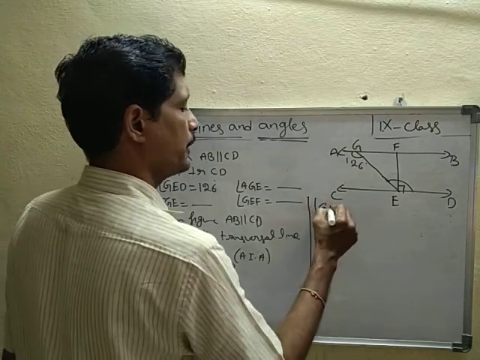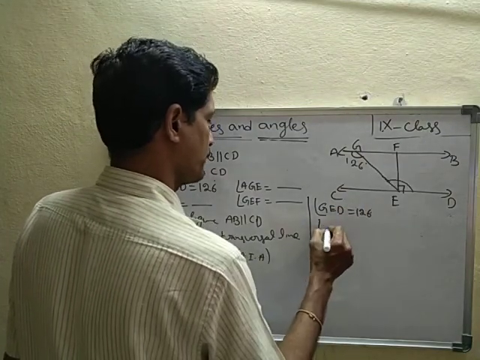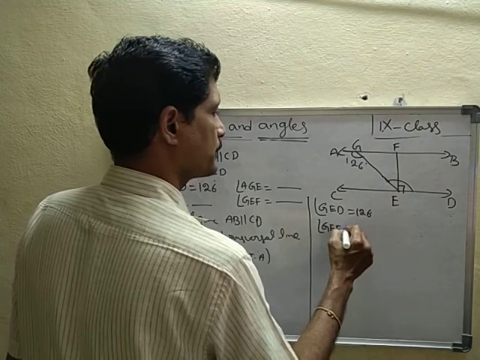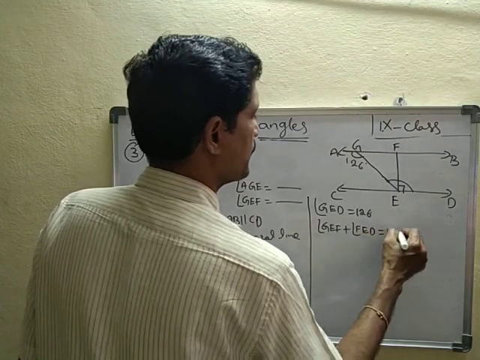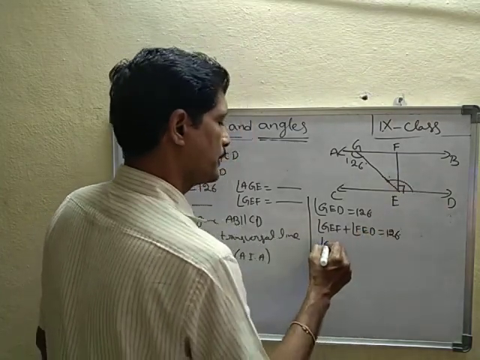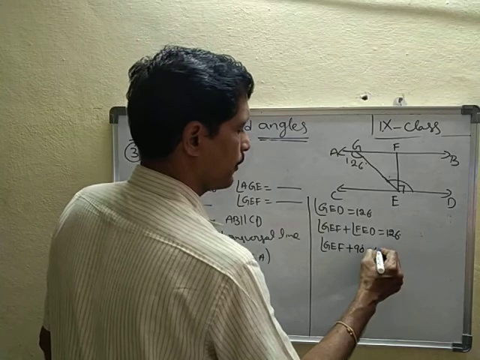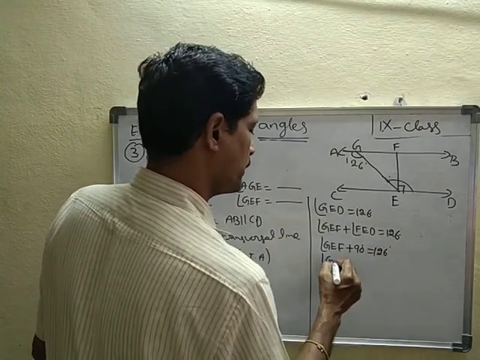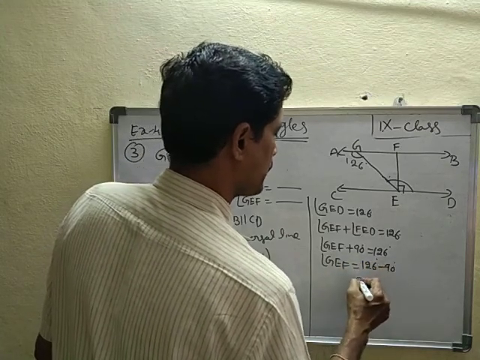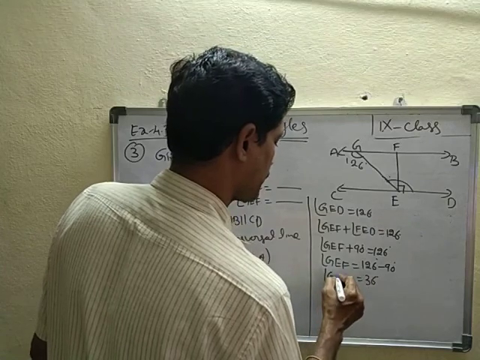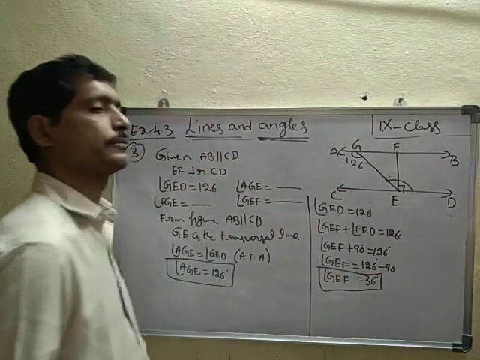Angle GED equal to 126 degrees means angle GEF plus angle FED equal to 126 degrees. This angle plus this angle, GEF plus 90 degrees equal to 126 degrees. Therefore, angle GEF equal to 126 minus 90, that equal to 36 degrees. Next one is, find out this one.